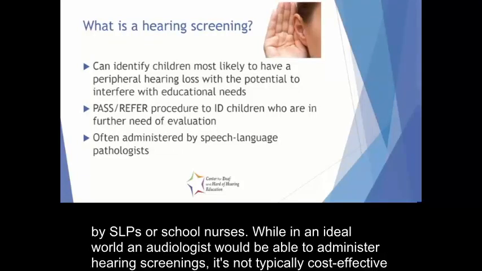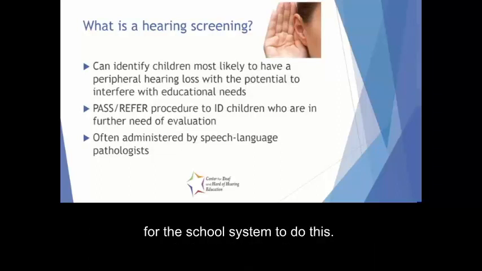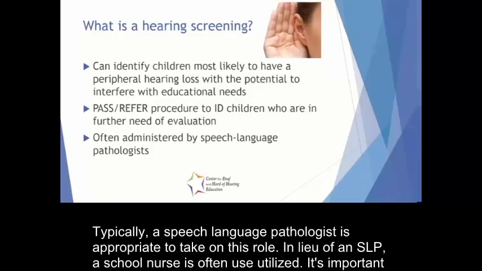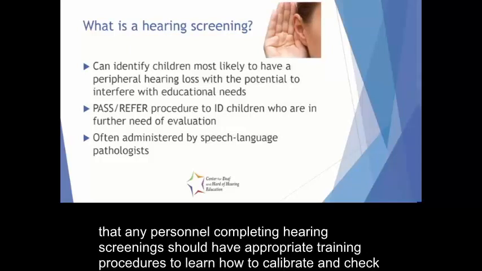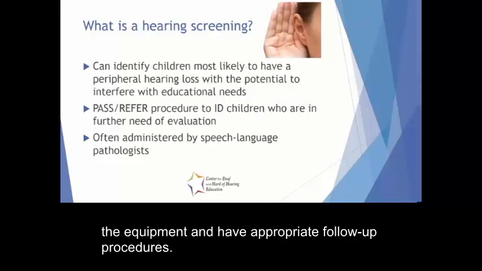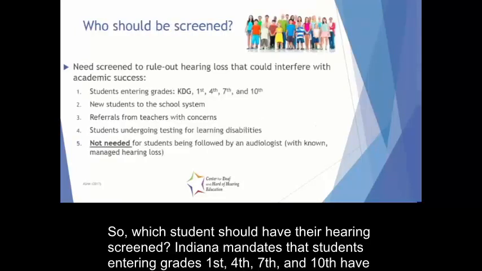It's often administered by SLPs or school nurses. While in an ideal world, an audiologist would be able to administer hearing screenings, it's not typically cost-effective for the school system to do this. Typically, a speech-language pathologist is appropriate to take on this role. In lieu of an SLP, a school nurse is often utilized. It's important that any personnel completing hearing screening should have appropriate training procedures to learn how to calibrate and check the equipment and have appropriate follow-up procedures. So which students should have their hearing screened?